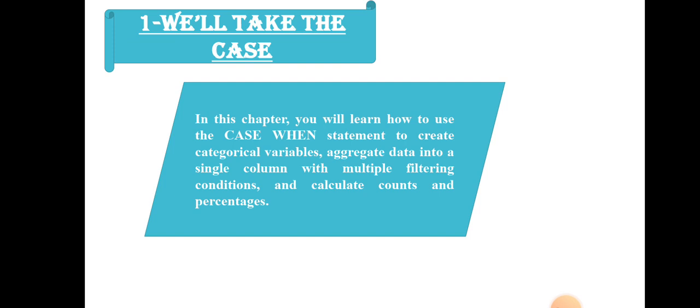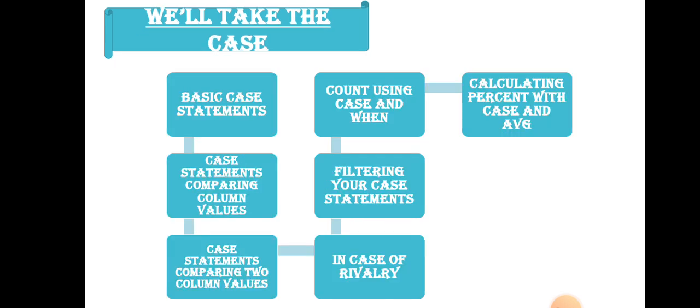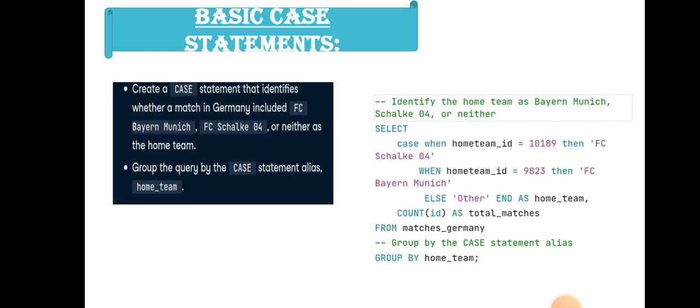Next we will talk about the case. This is the first chapter of this course in which we learn how to use the case when statement to create categorical variables, aggregate data into a single column with multiple filtering conditions, and calculate counts and percentages. So this chapter includes basic case statements, comparing column values, case statements comparing two column values, in case of rivalry, filtering your case statements, count using case and when, and at last calculating percent with case and average.